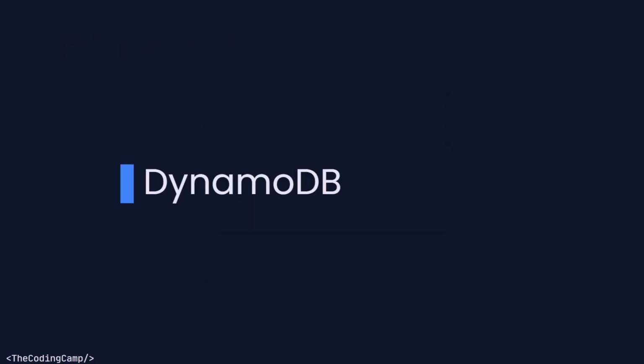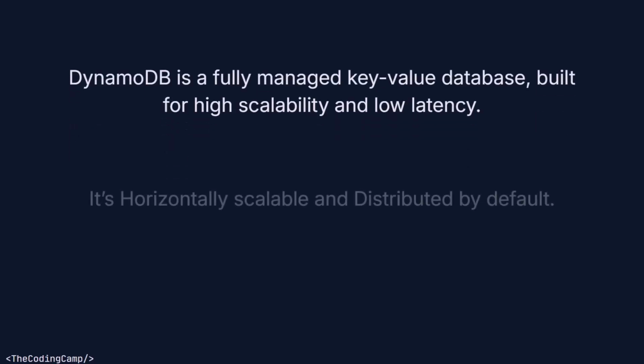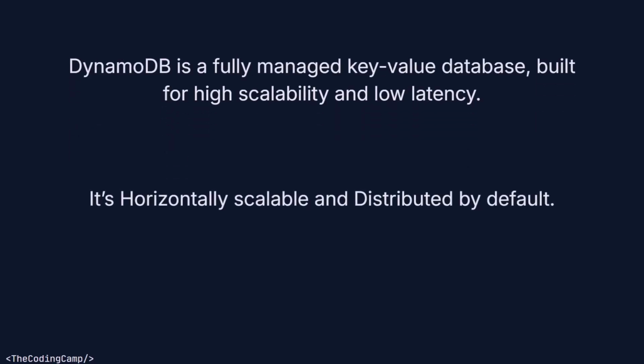In modern system design, applications need databases that scale automatically, handle massive traffic, and remain highly available across regions. Traditional relational databases often struggle with these requirements at internet scale. This is where a NoSQL database like AWS DynamoDB becomes important. DynamoDB is a fully managed key value database built for high scalability and low latency. And it's fully managed by AWS. That means no infrastructure management required.